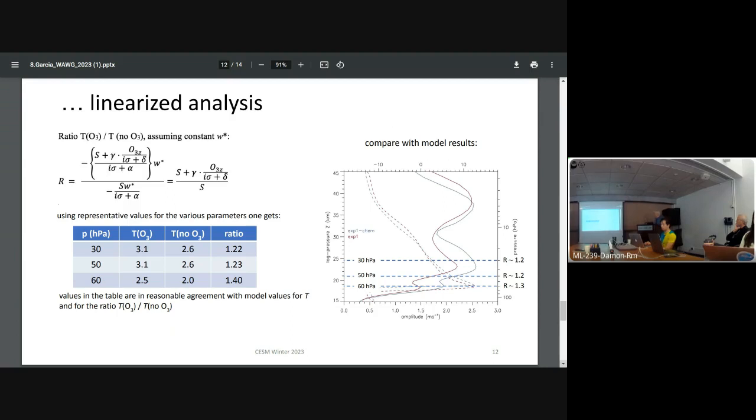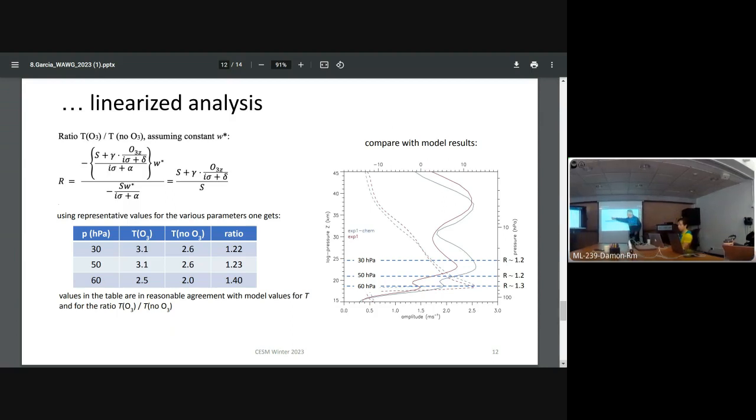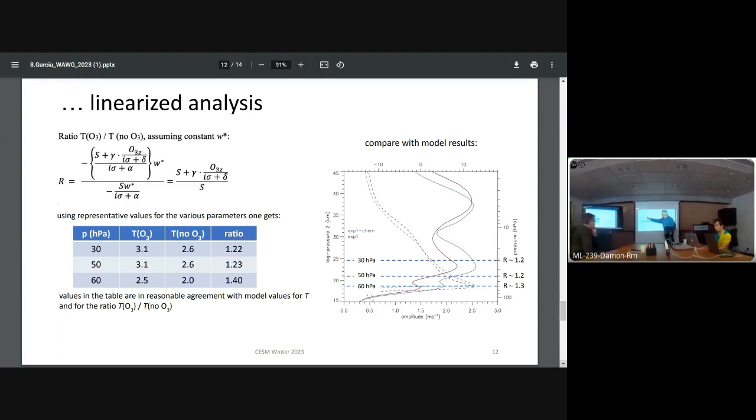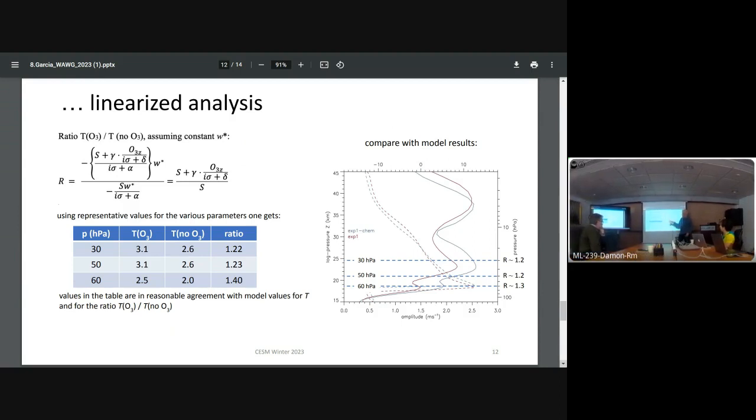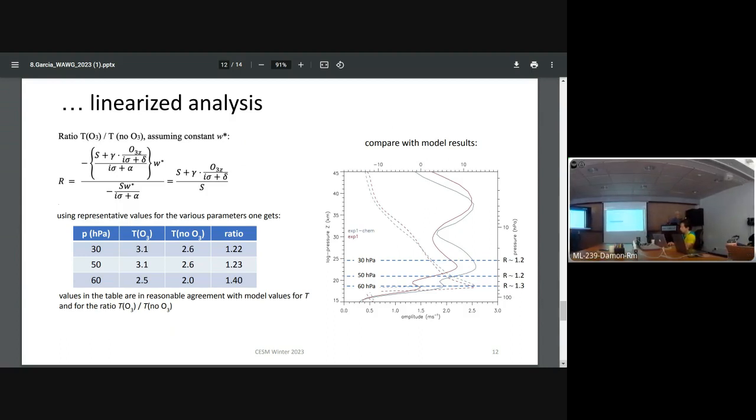So I did a calculation, and what I did is to compare the ratio of the perturbation in temperature when you include ozone to the one when you do not include ozone, assuming that the vertical velocity is the same in both cases, which it really isn't, but for the sake of argument. That should be the ratio of the temperature perturbation associated with the QBO in the case with chemistry to the case without chemistry.